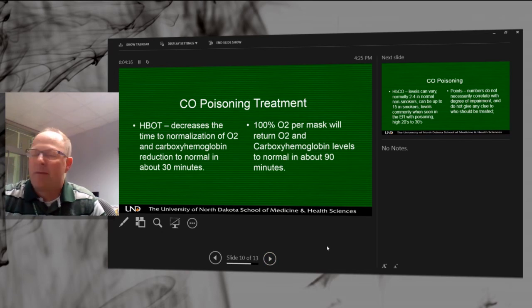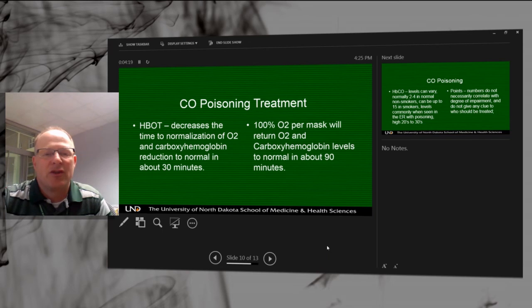So in terms of treatment for carbon monoxide poisoning, hyperbaric oxygen, if available, is one of the first line choices. It decreases the time to normalization of oxygen and carboxyhemoglobin levels to about 30 minutes. However, 100% oxygen also does decrease the carboxyhemoglobin level and return oxygen levels to normal, but it takes about 90 minutes with 100% oxygen per mask. So if available, hyperbaric oxygen therapy would be first choice, but if not available, high flow oxygen by non-rebreather mask would be of benefit.